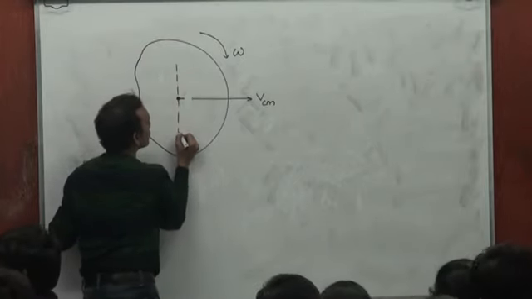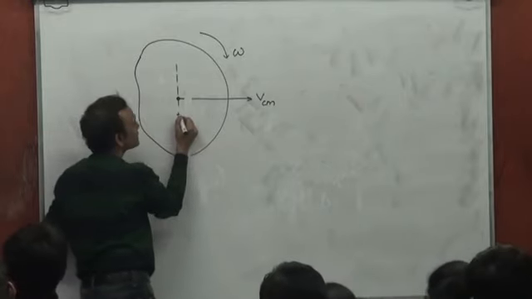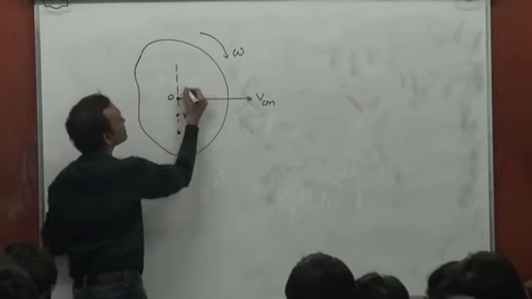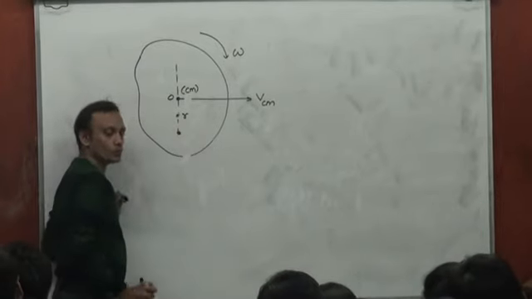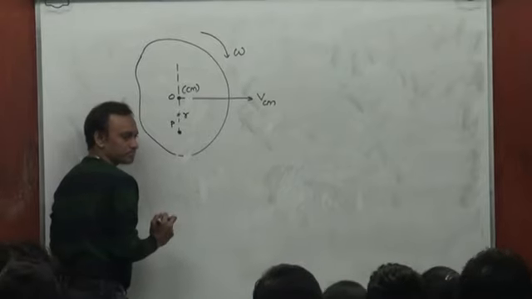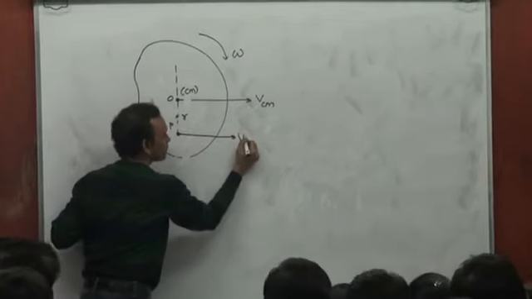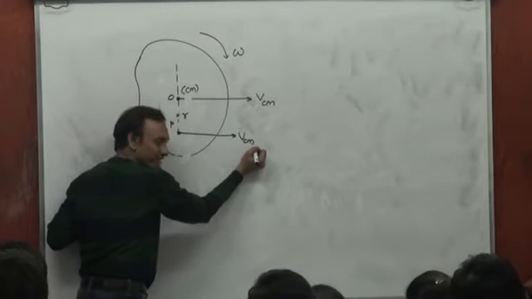Now, think of a point P here, right? At a distance r from the center of mass O. And if I want to find the velocity of this point P, it's going to be Vcm because of pure translation, right?